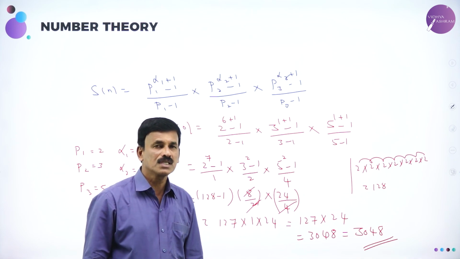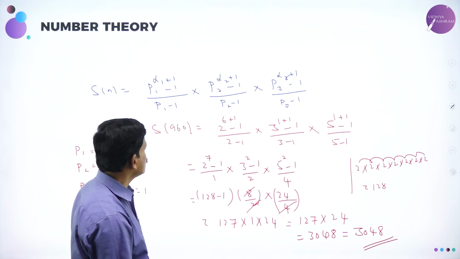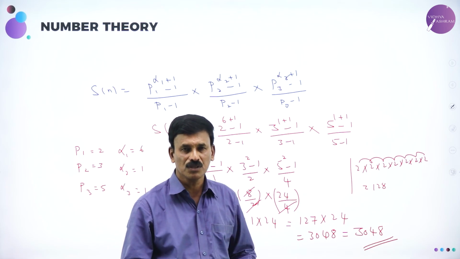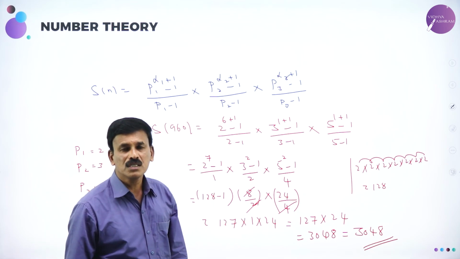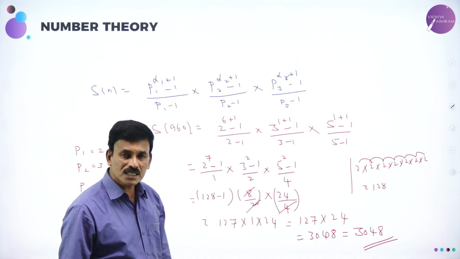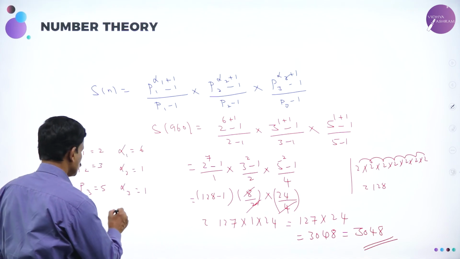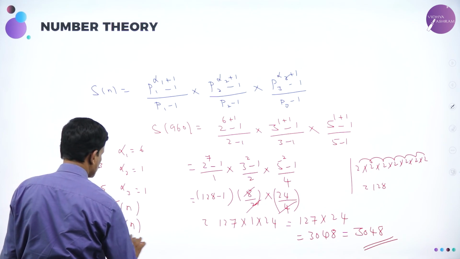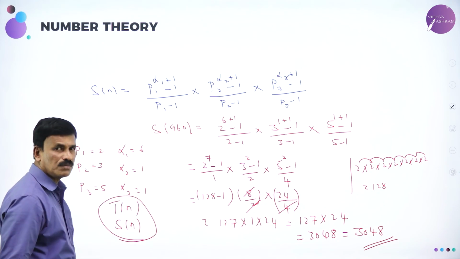That's it. So that's regarding the sum of positive divisors and number of positive divisors of 960. Okay. So hope you followed how to find the sum of positive divisors and the number of positive divisors. The number of positive divisors is T of n and the sum of positive divisors is S of n. This is a very important concept.